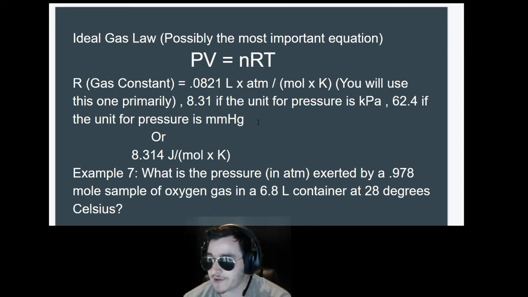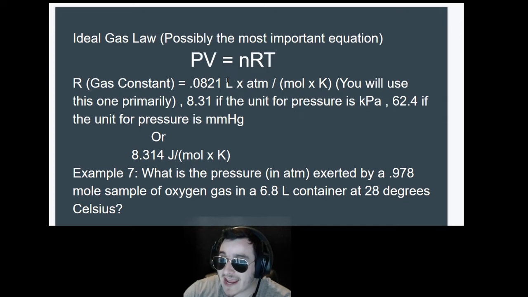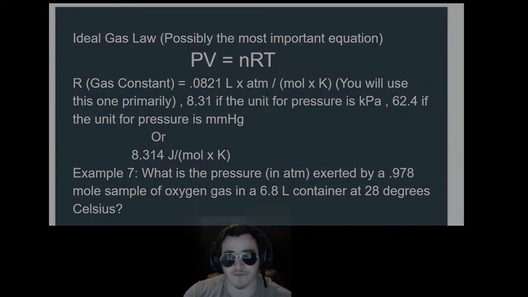Another note that I did not say a second ago: look at the volume unit of your R constant. It's liters. If they ever give you your volume in anything that is not liters, you have to convert your volume to liters. Otherwise, you'd have to convert your R value as well. So watch out for that. Always pay attention to units. Here we go, solving example number 7.